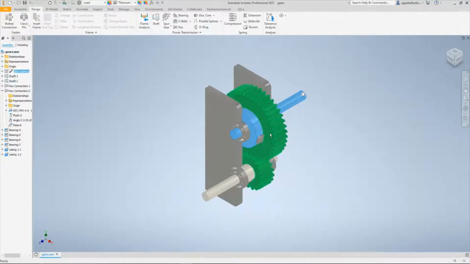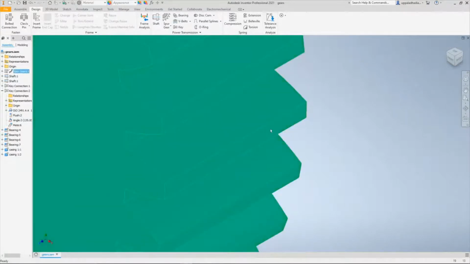And these two are the spur gears. These are the important elements in the mechanical power transmission. These are round wheel like shaped, having teeth. These are known as the teeth.